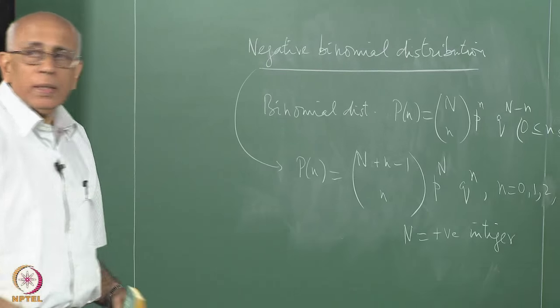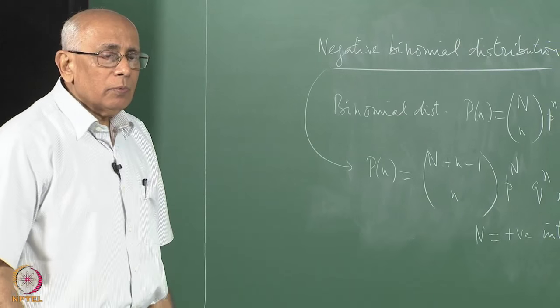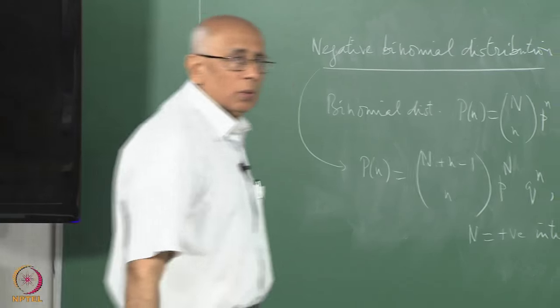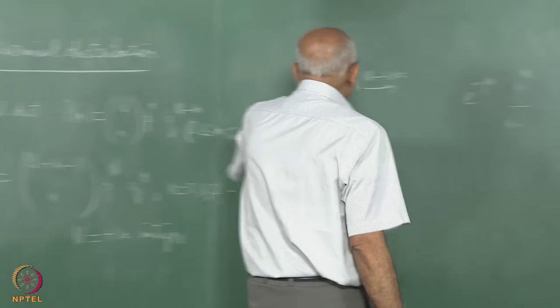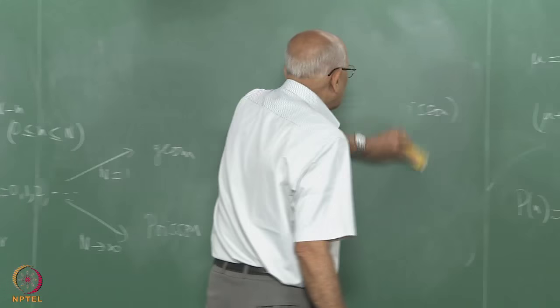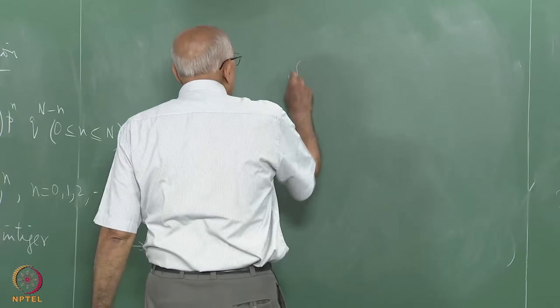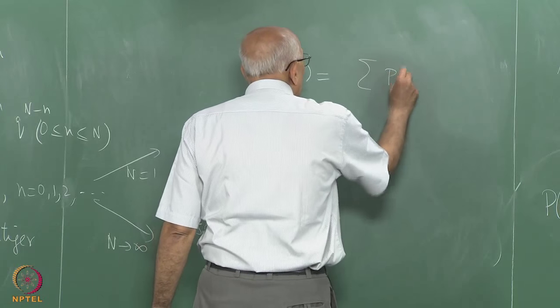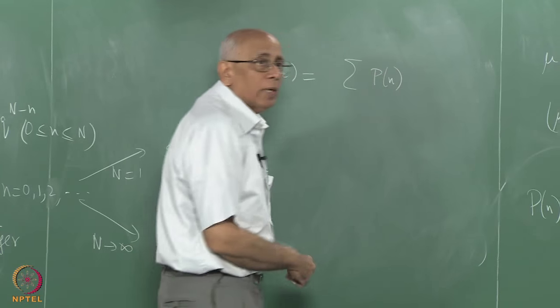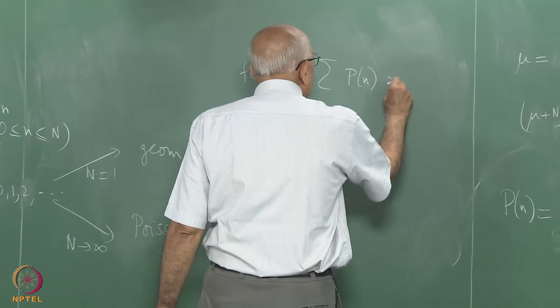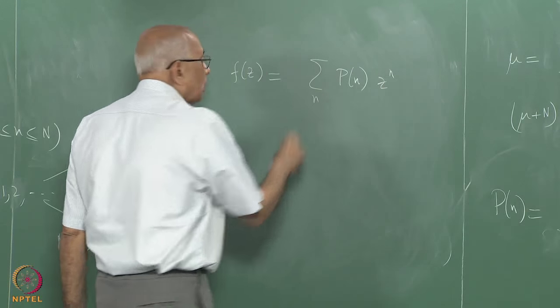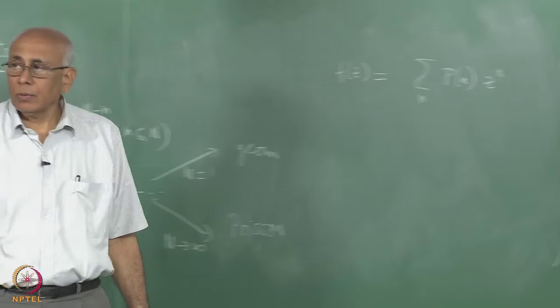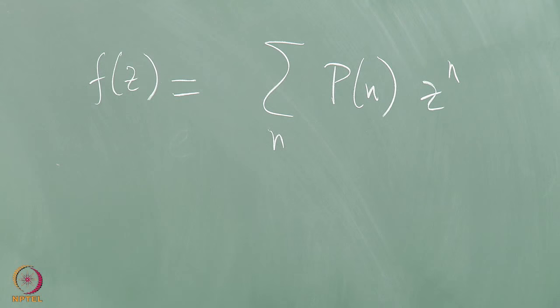Just one final remark and then we will take it up from here. We have talked about the generating function throughout, and while it has advantages, it also has disadvantages. Our definition of the generating function was that if you had a probability distribution P of n of a random variable n, then I defined the generating function as this summed over all allowed values of n. That was my definition of the generating function.